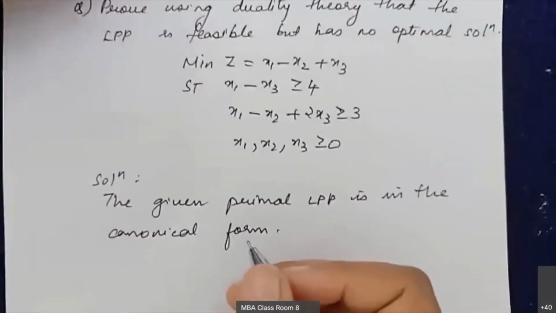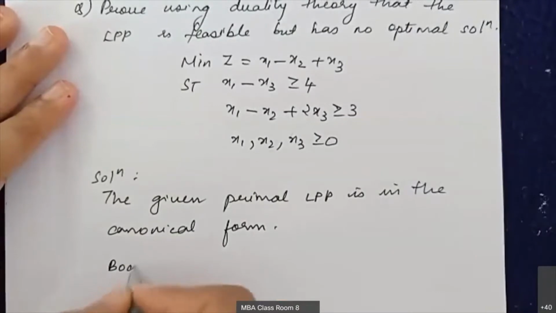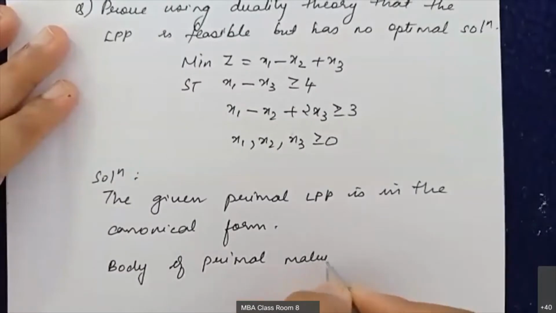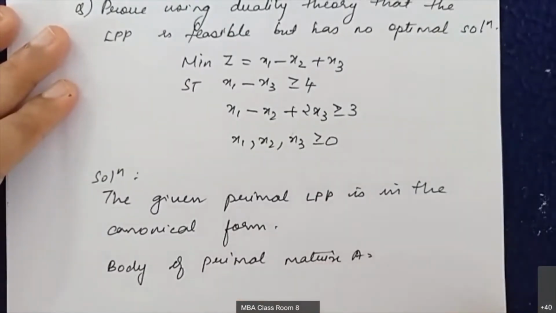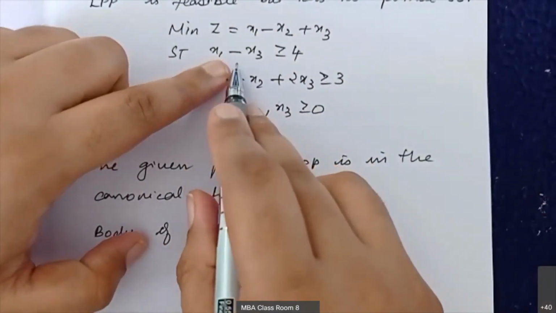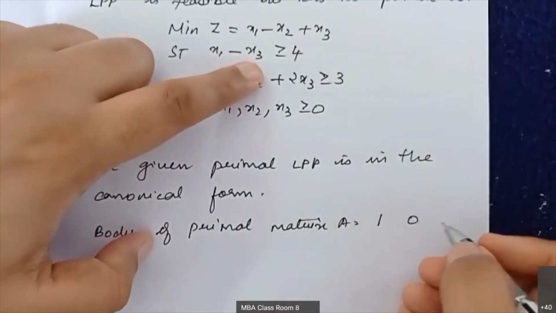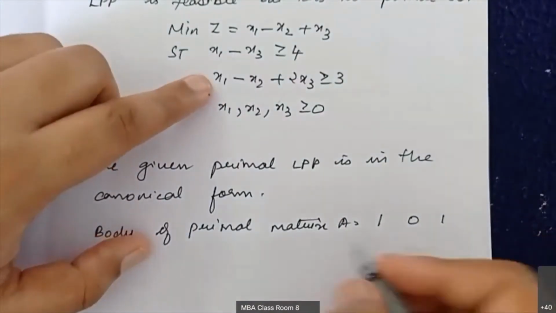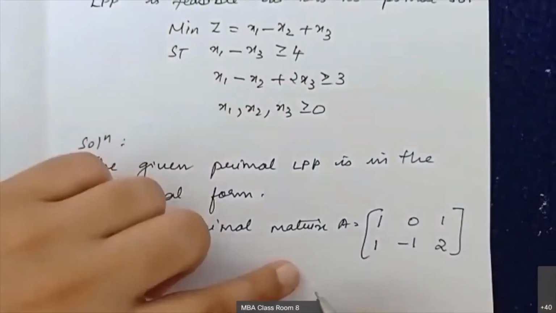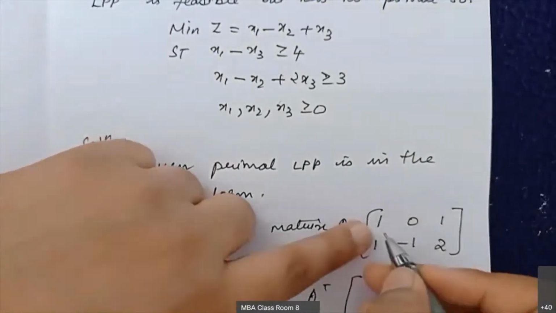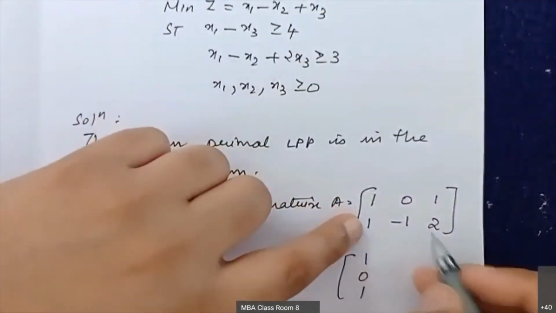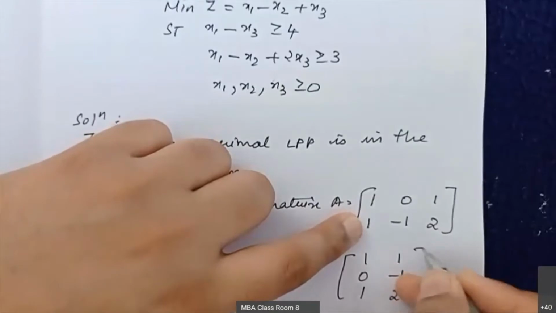So next, what will you do? You will take the body matrix. Okay. Body of primal matrix A is given by, can you tell me the coefficients? Here we have 1. Here I don't have x2, so I'll take it as 0. Okay, 0. x3 I have again 1. Okay, second constraint, I have 1, -1, and 2. Okay, so this is the body of the primal matrix. I'm going to take the transpose of that. Okay, so 1, 0, 1, 1, 0, 1. I'll write it vertical. Here I have 1, -1, 2. So it will be 1, -1, and 2.